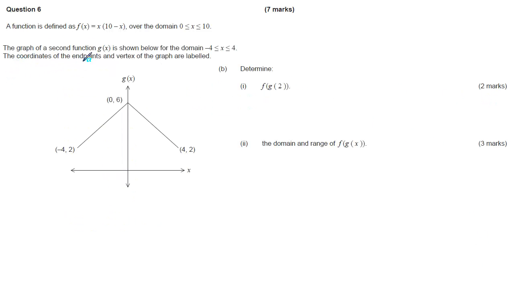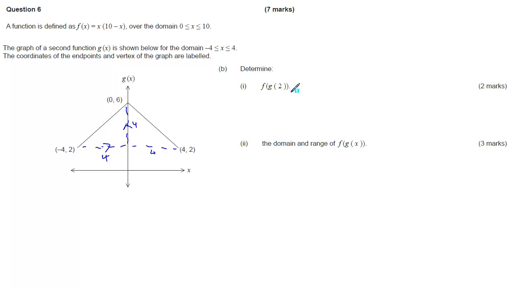So we can say that f of x is going to be between 0 and 25. The graph of a second function g of x is shown below for the domain -4 to 4. The coordinates of the endpoints and the vertex of the graph are labelled, and note that going 4 across here is 4 up here, and this is also 4. So we should be able to use proportions in here if we need to.